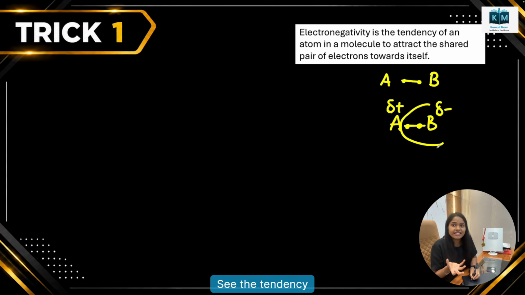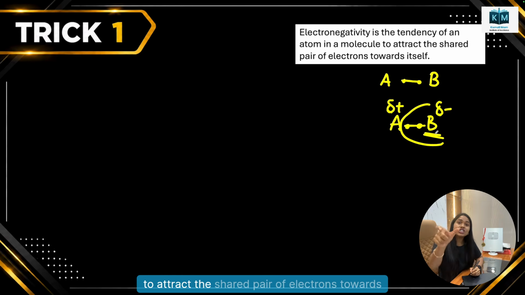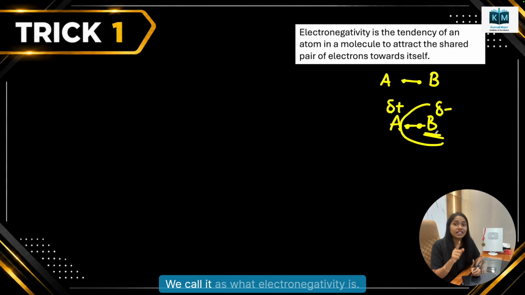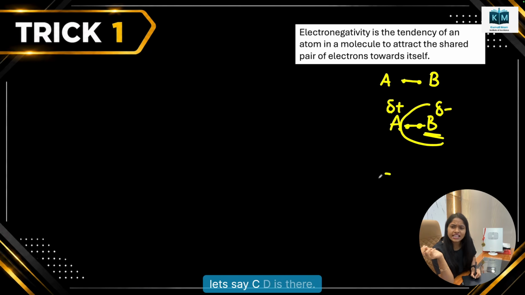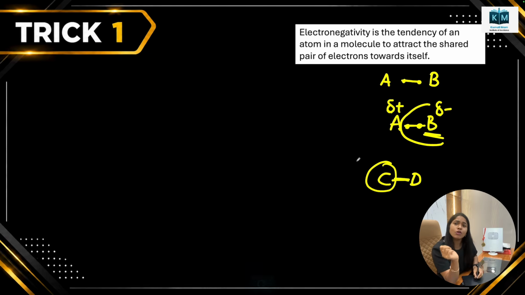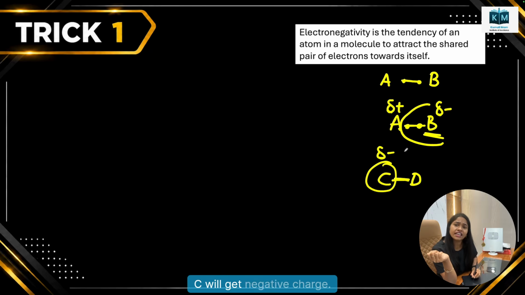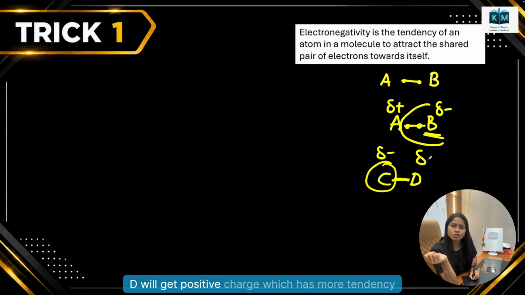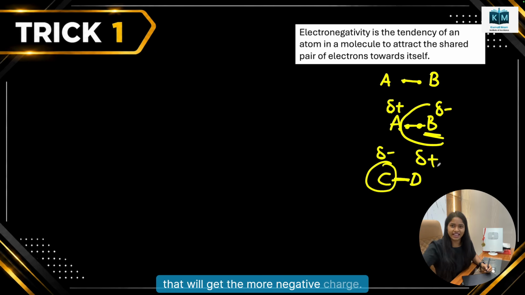The tendency of an atom to attract the shared pair of electrons towards itself, we call it electronegativity. Let's say CD is there. If C is attracting these 2 electrons towards C, what charge will C get? C will get negative charge, D will get a positive charge. Whichever has more tendency will get the more negative charge, that is the more electronegative atom.